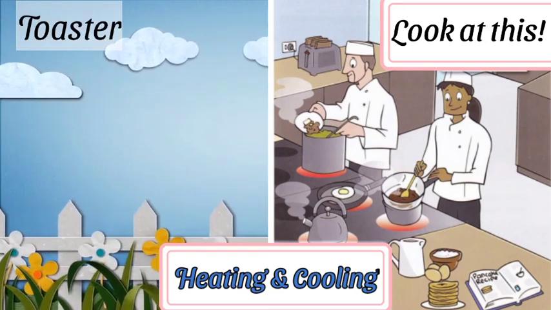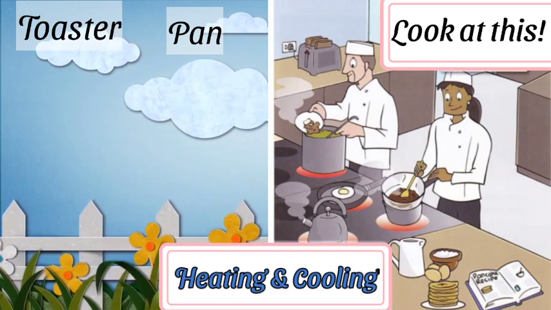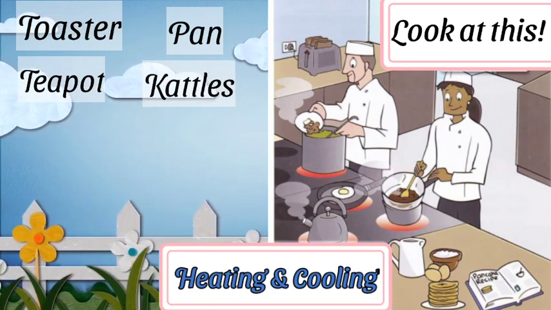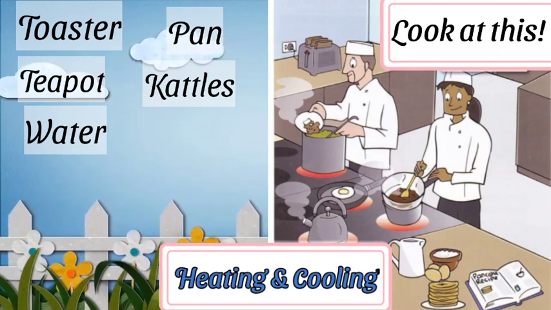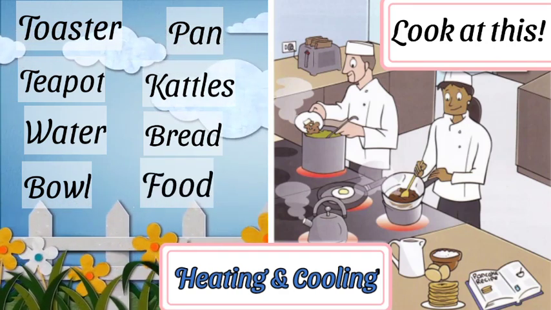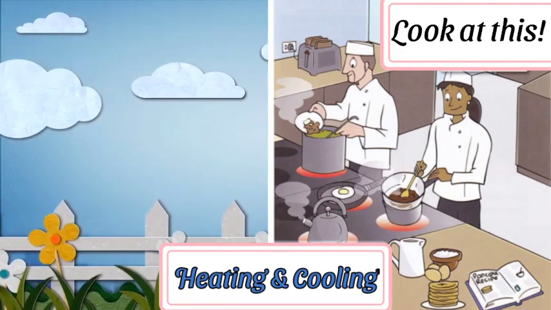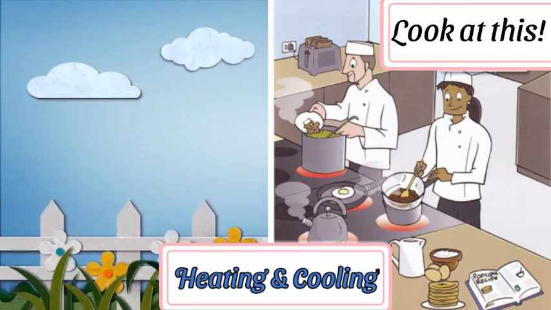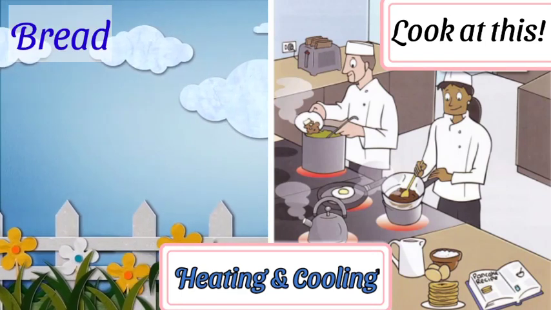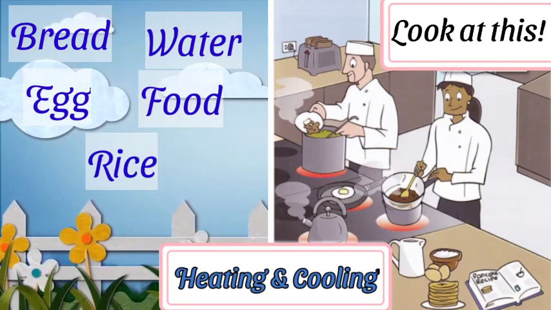The first, toaster. Good. Next, pan. Next, teapot. Next, kettle. Water. Bread. Bowl. Food. Egg. And the last is rice. Okay, very good. Now the second question. Which materials are being changed by heat? Okay, nice. Bread, water, egg, food, and the last is rice.